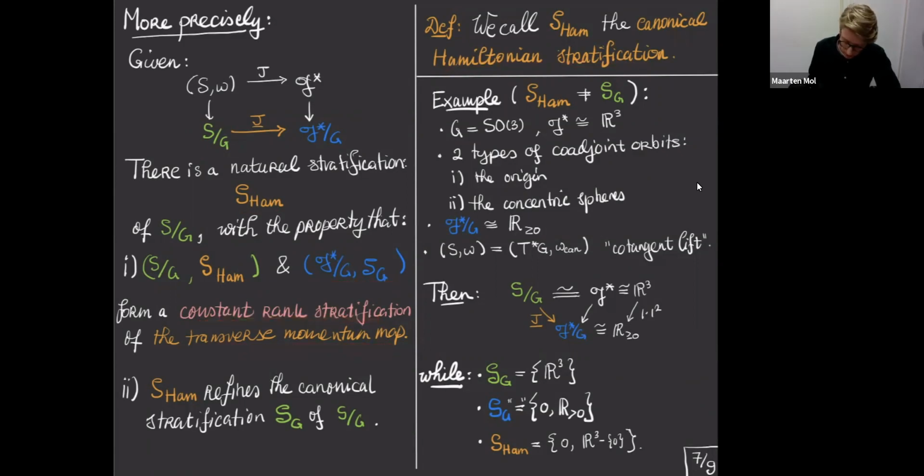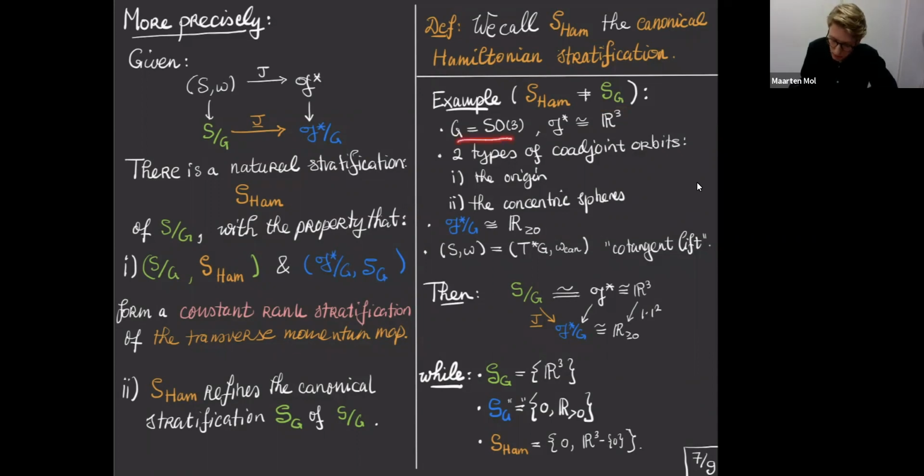And secondly, as I said, it refines the orbit type stratification S_G on S mod G. So let me give you an example where it becomes clear that we really have to refine the orbit type stratification to find such a constant rank stratification of the transverse momentum map.